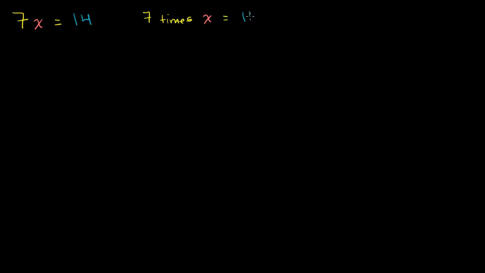Now, you might be able to do this in your head. You could literally go through the 7 times tables. You say, well, 7 times 1 is equal to 7, so that won't work. 7 times 2 is equal to 14, so 2 works here. So you would immediately be able to solve it, just by trying different numbers out, and say, hey, that's going to be a 2. But what we're going to do in this video is think about how to solve this systematically.